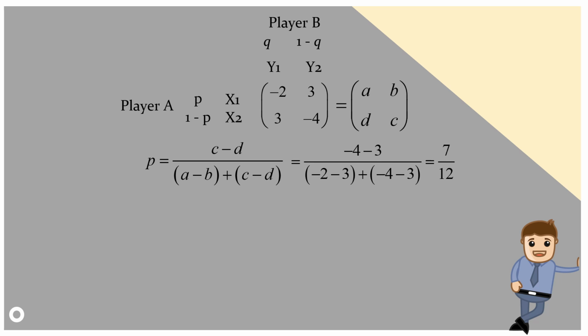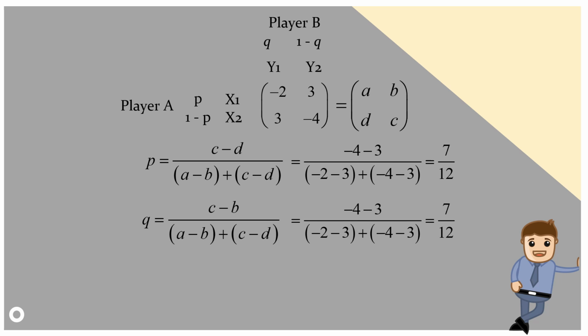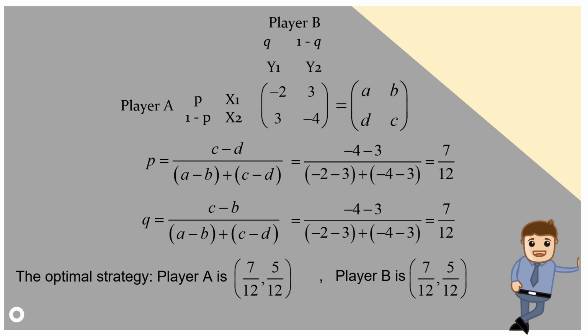So P is 7/12 and Q is also 7/12. Thus, the optimal strategy for player A is 7/12, 5/12, and player B is 7/12, 5/12.